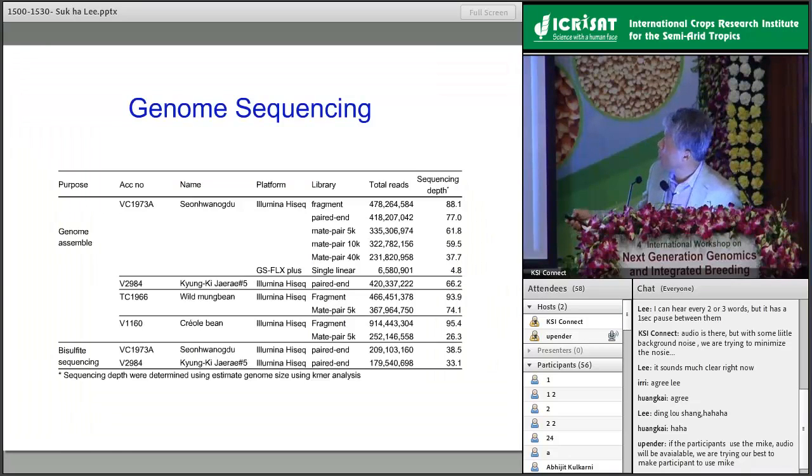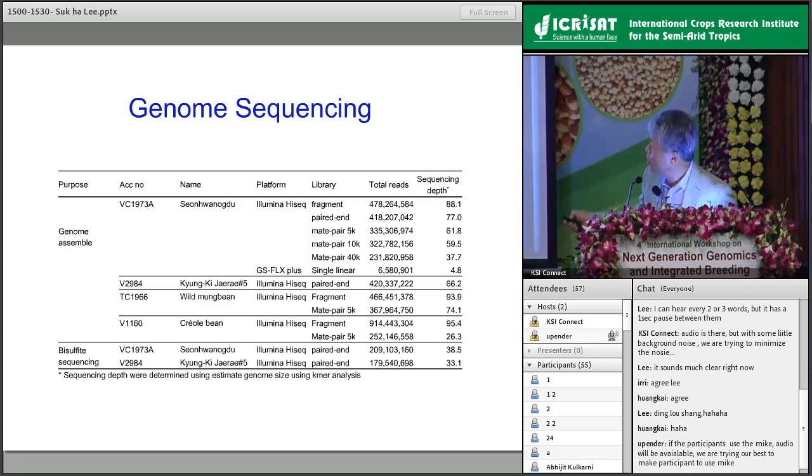For genome sequencing of VC1973A, we implemented several types of libraries for Illumina HiSeq, and we also used the GS FLX. A total of over 360 sequencing depths were produced for this genome sequencing. In addition to VC1973A, we also briefly sequenced V2984, another local cultivar of mungbean grown in Korea. This is the parent for construction of a mapping population.